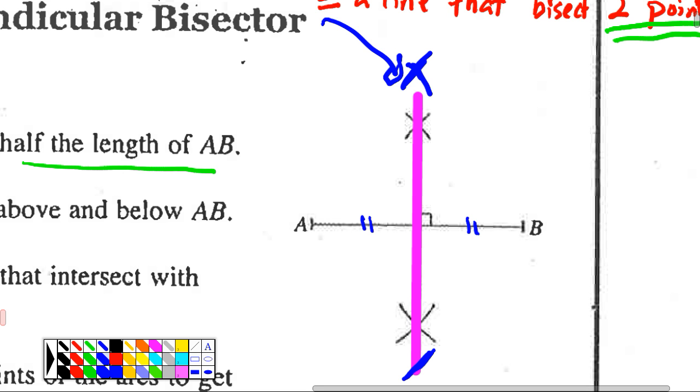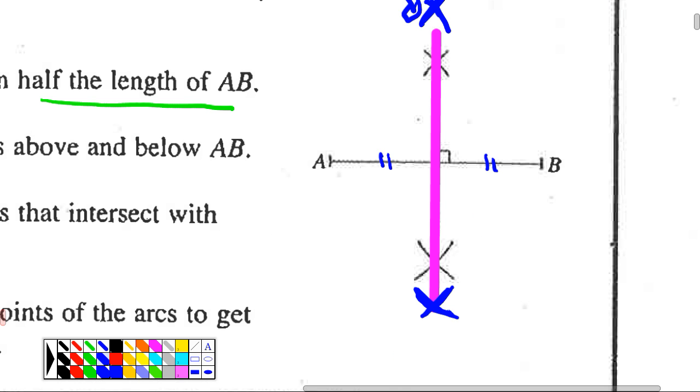Okay, come out. Okay, you will come out. Blink, blink, blink. Okay. So once I have the two crosses, what do you do? You join the two crosses. And that is how you construct a perpendicular bisector.